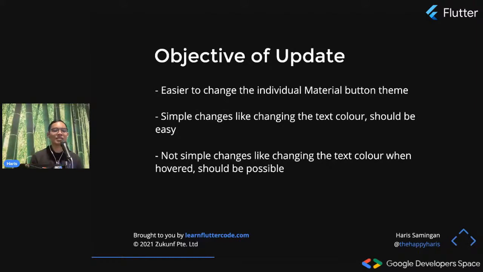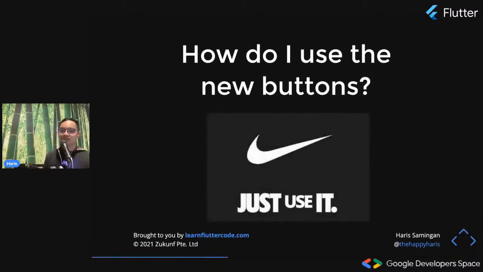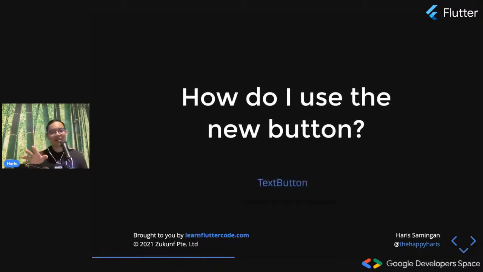And lastly, for example, simple changes in the text color when hovered should be possible. So all of this is to make it easier for you guys to implement the theming of your Flutter buttons. So then how do I use the new buttons? Like Nike says, just use it. I am actually going to show you how to use the new buttons.